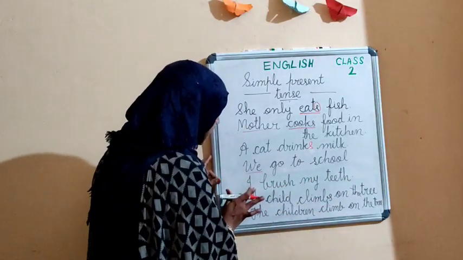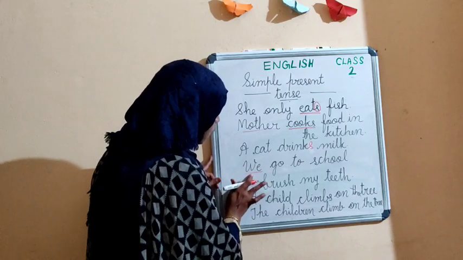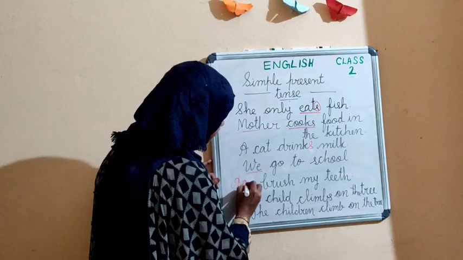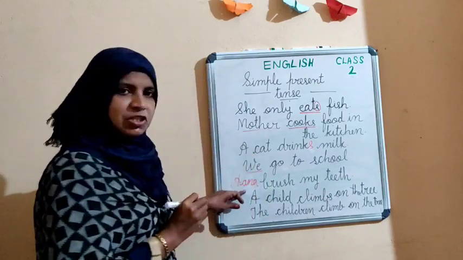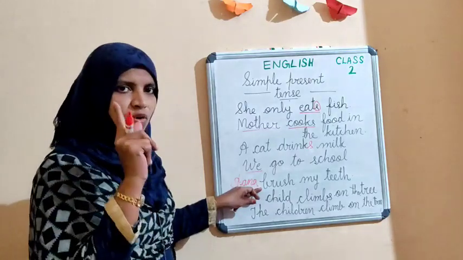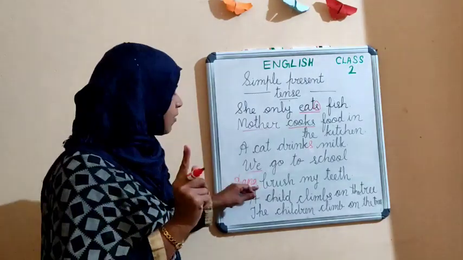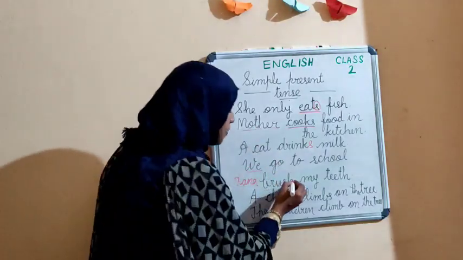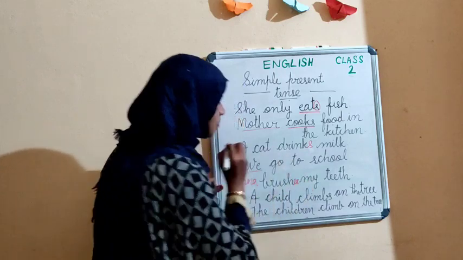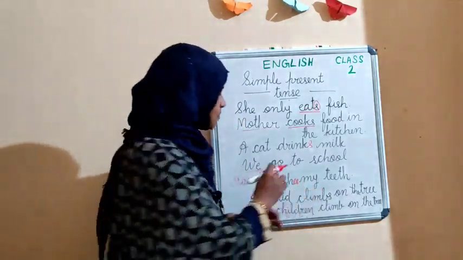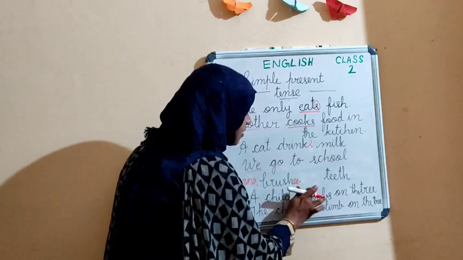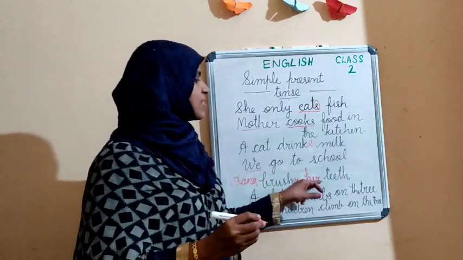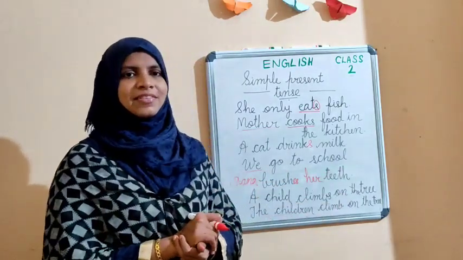Then if we are writing here any name of a boy or girl, Hana. Okay, I am changing this subject. Now Hana is only one. It's a girl. "Hana brush my teeth" - this sentence is wrong. Hana brushes. Then it's not "my," it's "her." Hana brushes her teeth. Understood?